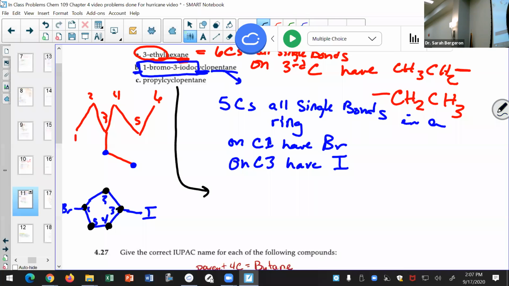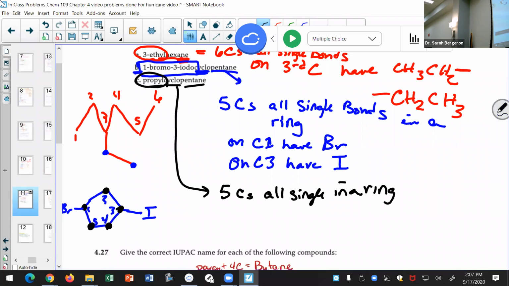Propylcyclopentane. So tell me about pentane. 5 carbons. It's cyclo. They're all single in a ring. What else do we know?